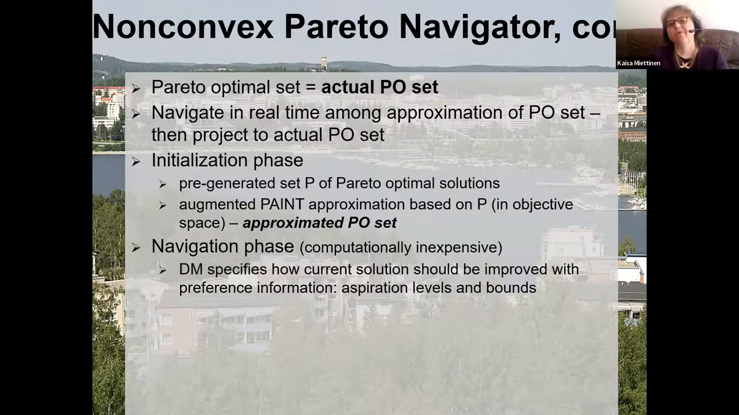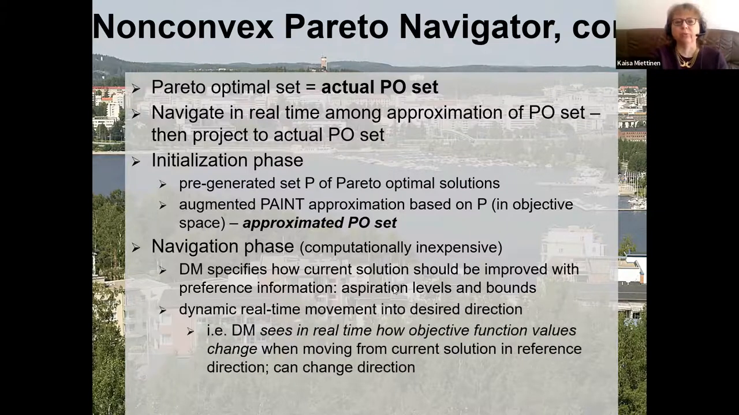The decision maker provides preferences in the form of aspiration levels, so desirable values for the objective functions. One can also provide bounds, so values that are limiting the function value, so that the function value would at no point get worse than the bound. So what is desirable, what one would like to avoid for each of the objectives.